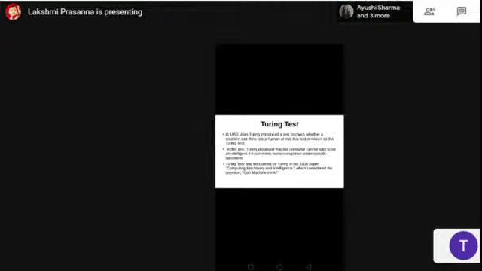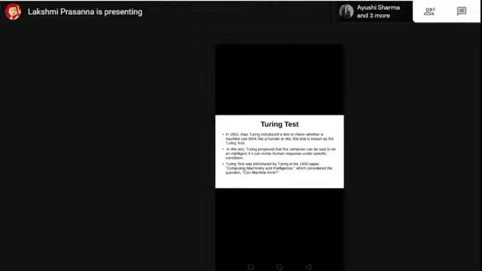Now, let's look into the Turing test. In 1950, Alan Turing introduced a test to check whether a machine can think like a human or not. This test is known as the Turing test. In this test, Turing proposed that a computer can be said to be intelligent if it can mimic human responses under specific conditions.